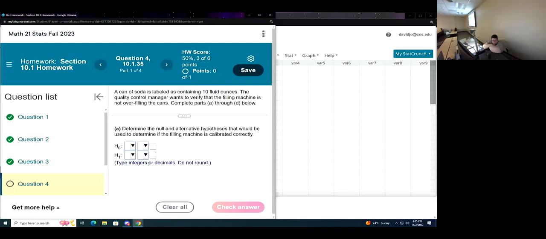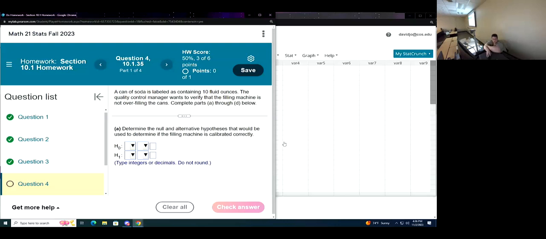All right, now they actually want us to set up the null hypothesis and alternate hypothesis. They use H1, not HA. A can of soda is labeled as containing 10 fluid ounces. The quality control manager wants to verify that the filling machine is not overfilling the cans. So he must think it's doing more. Complete parts A through D.